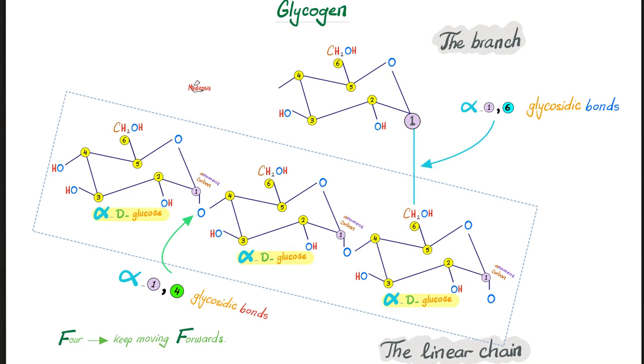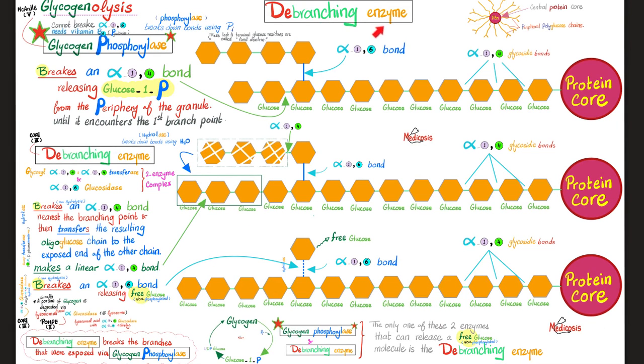Mnemonic time. Alpha 1,4 keep moving forwards. Whereas alpha 1,6 is sexy, which means someone has to jump on top. I am sorry. Next, let's break down glycogen into glucose.